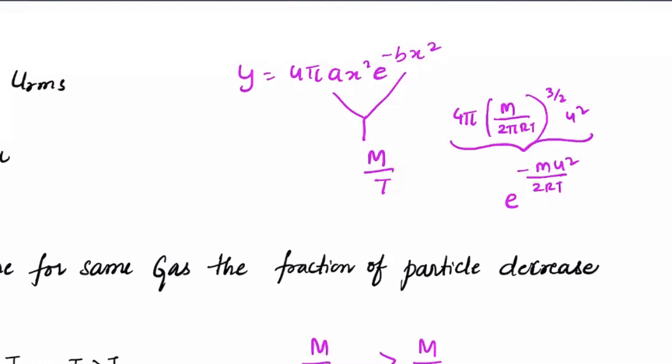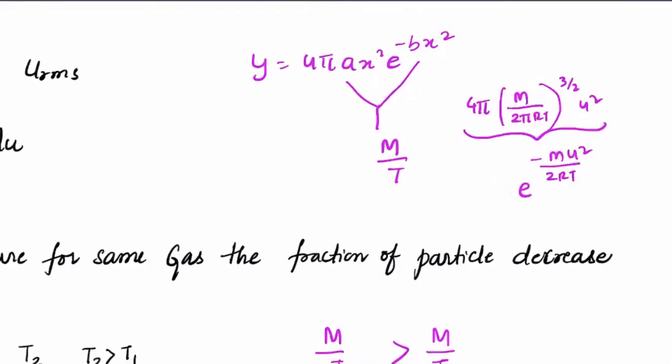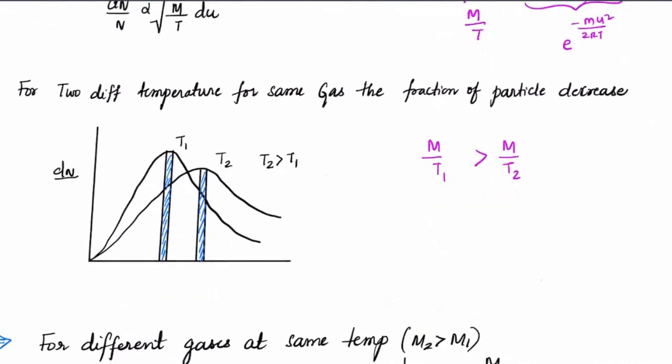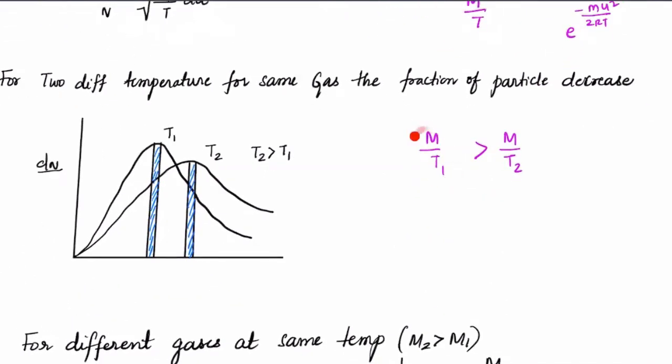Okay. Check this. What I'm saying, for A and B, if you check out, if the m by T ratio increases, then this function will increase. If m by T increases, this function will decrease. So that is what we are saying. If m by T value is more, the parabolic part is increasing, but the exponent part is decreasing.